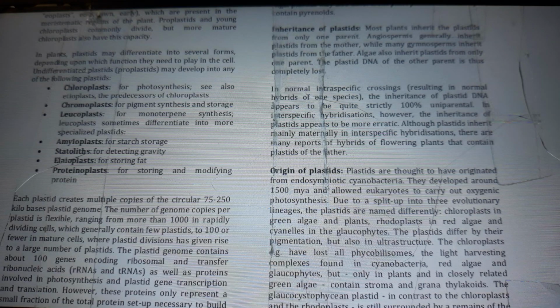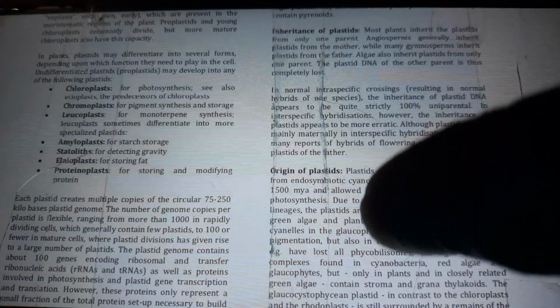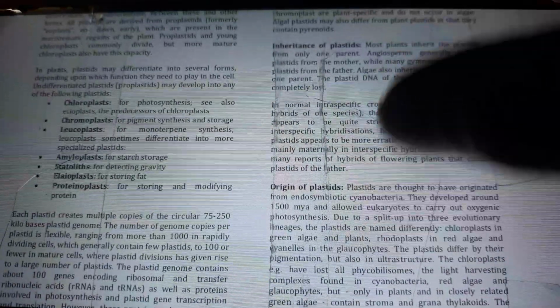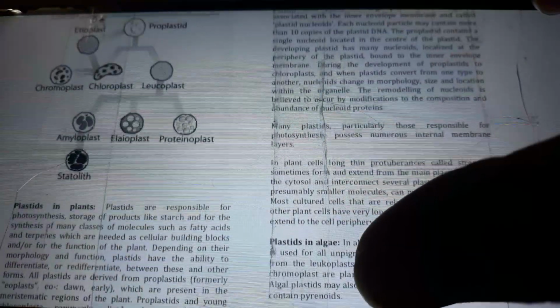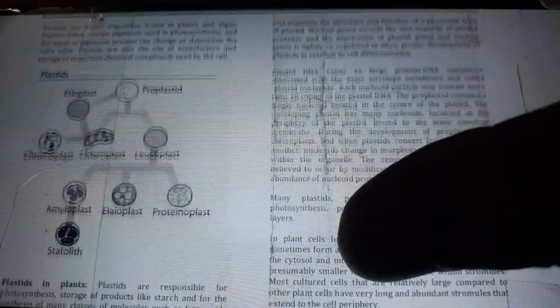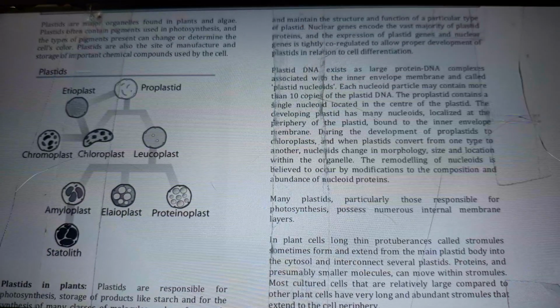The plastid genome contains about 100 genes encoding ribosomal and transfer ribonucleic acids, rRNAs and tRNAs, as well as proteins involved in photosynthesis and plastid gene transcription and translation. However, these proteins only represent a small fraction of the total protein set necessary to build and maintain the structure and function of a particular type of plastid.